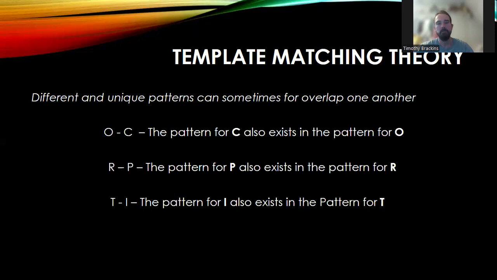And we also have different and unique patterns that overlap with each other. So if you have a template for C, well, that's also going to be in the letter O. Same with R and P and T and I. So there's a lot of overlap in different and unique patterns, which is another weakness of template matching theory.